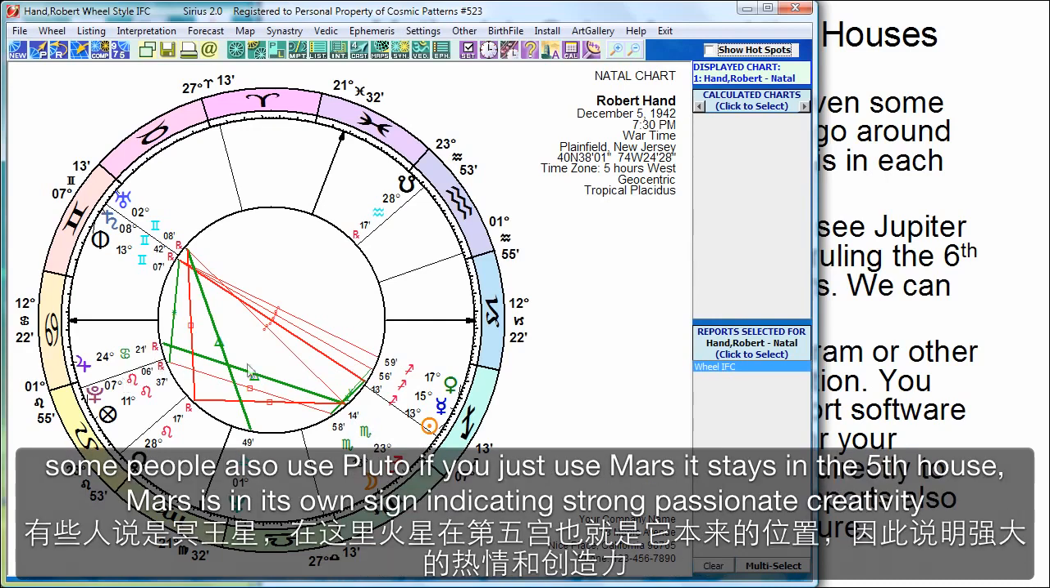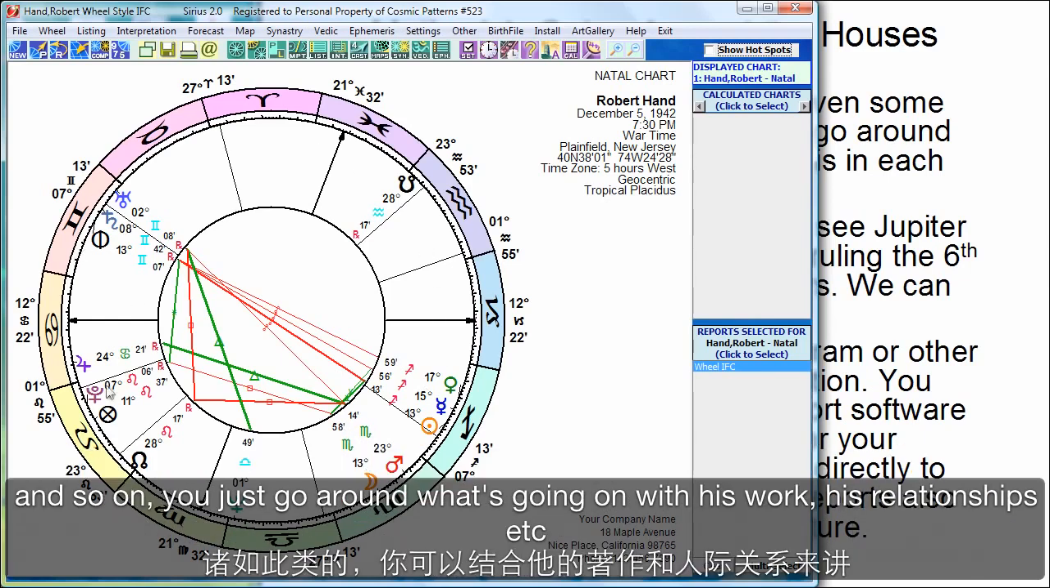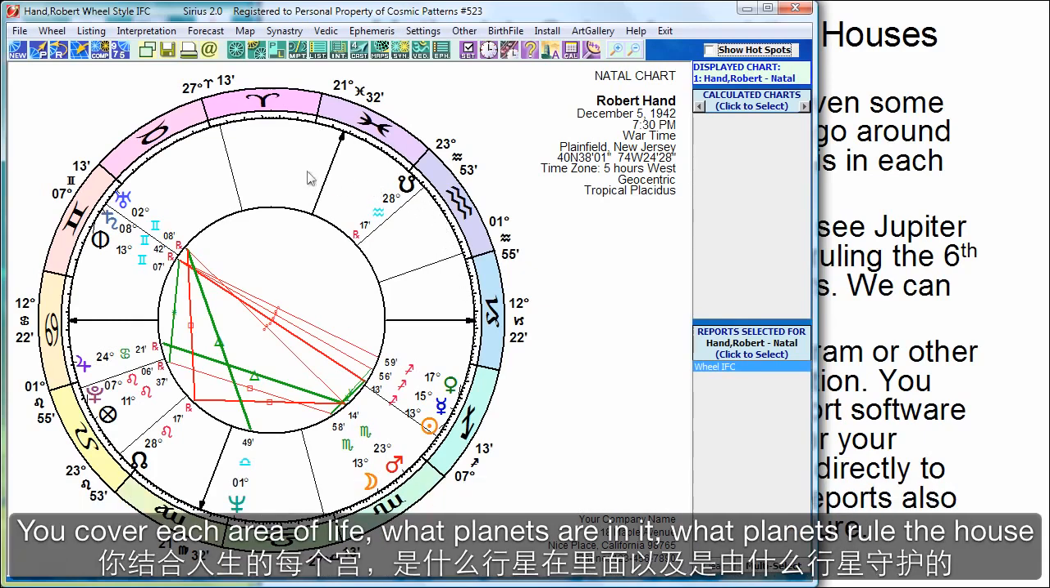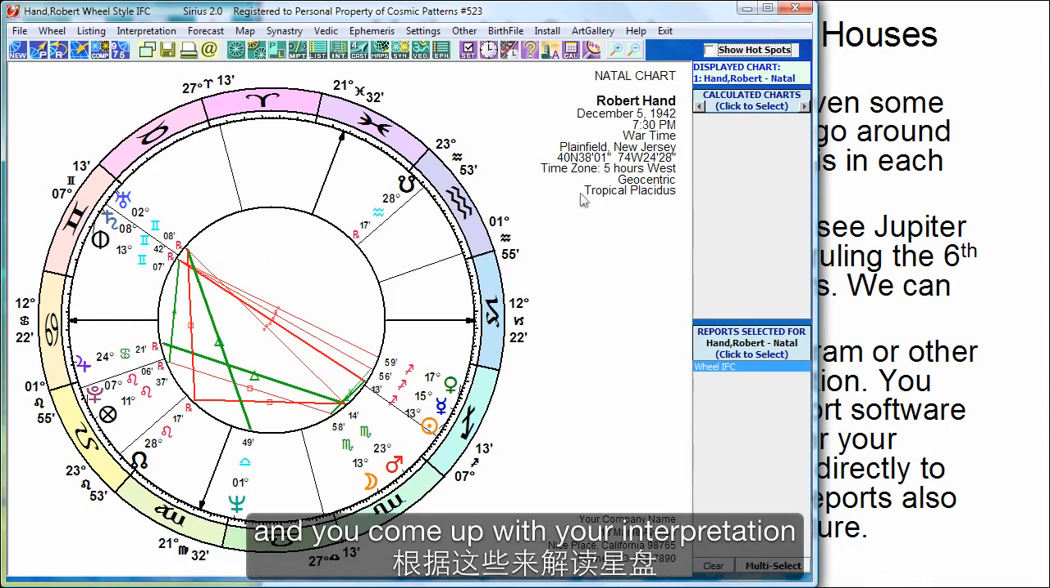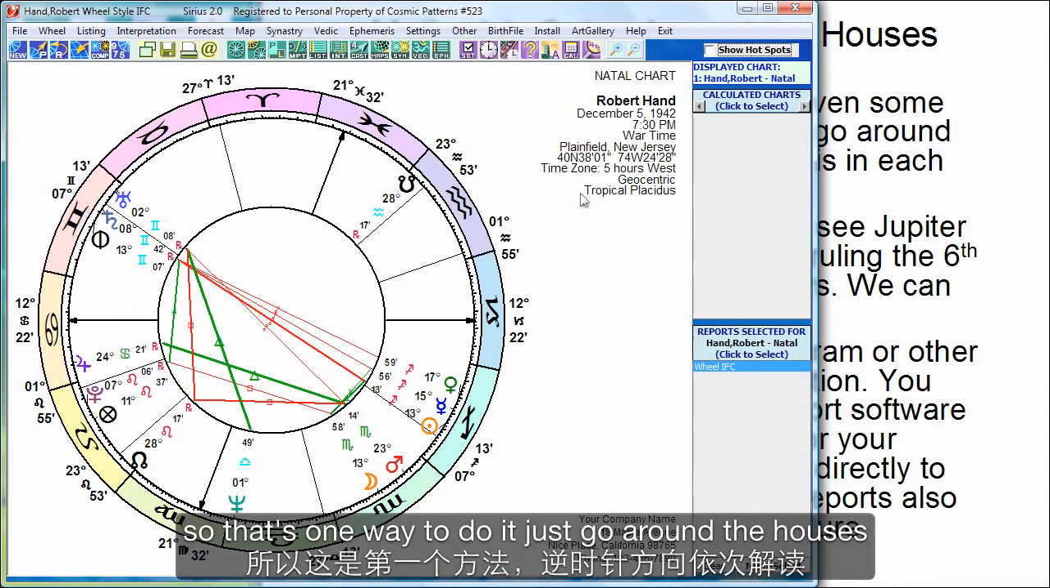Some people also use Pluto. If you just use Mars, it stays in the 5th house. Mars is in its own sign, indicating strong, passionate creativity. And so on. So that's the idea. Just go around what's going on with his work, his relationships, etc. You cover each area of life, what planets are in it, what planets rule the house, and you come up with your interpretation. So that's one way to do it.